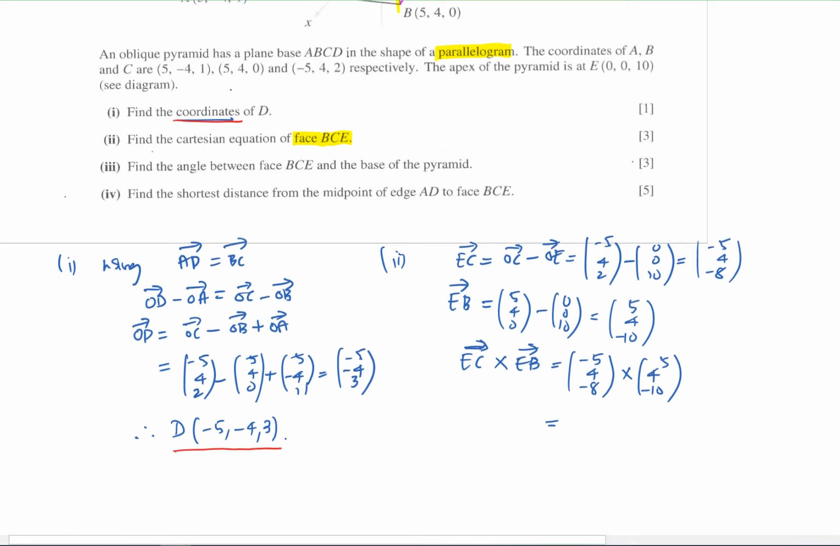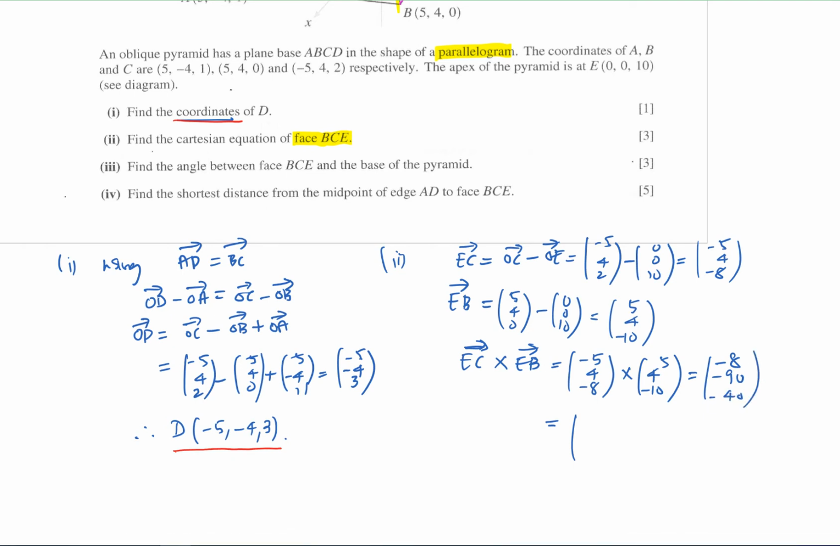So when you do that, you hide the first row, and then you do a shoelace. I don't want to talk too much about it. I think the formula is also given in the formula booklet. Your answer here will be negative 8, negative 90, and negative 40.